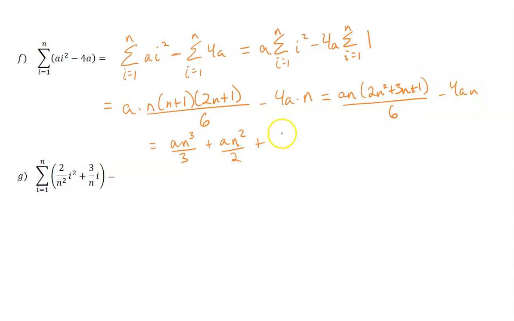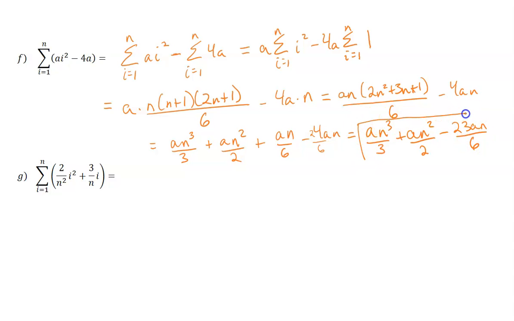All right, I'll go ahead and write this in two steps. So an over 6 minus 4an, which is 24an over 6 to get a common denominator. So we end up with an cubed over 3 plus an squared over 2, and then minus, so 1/6 minus 24/6 is negative 23/6, so 23an over 6. And that is as much as we can do with that one.